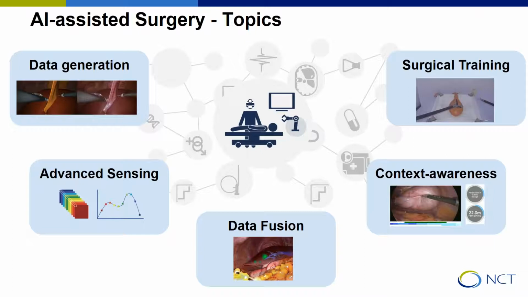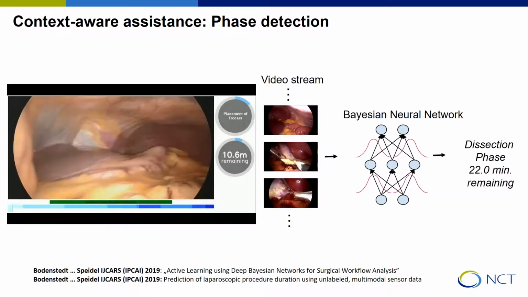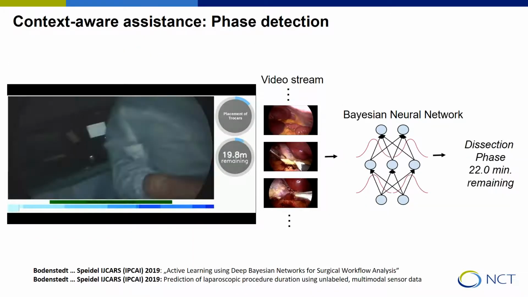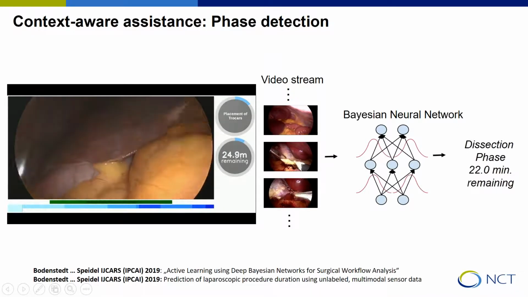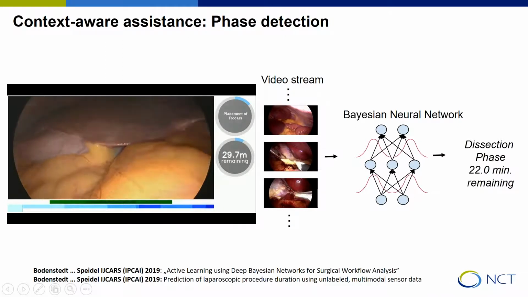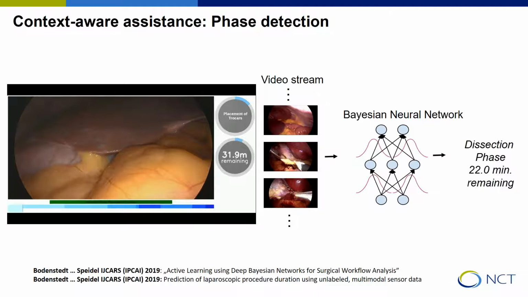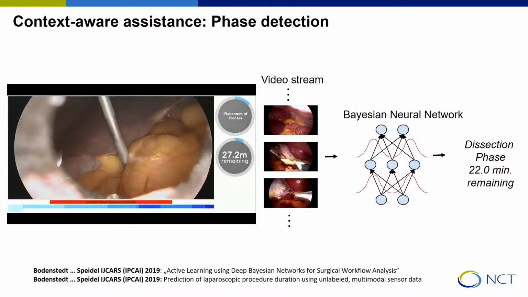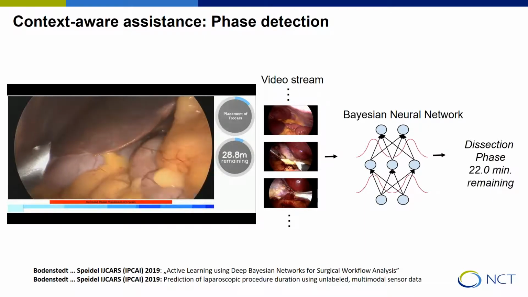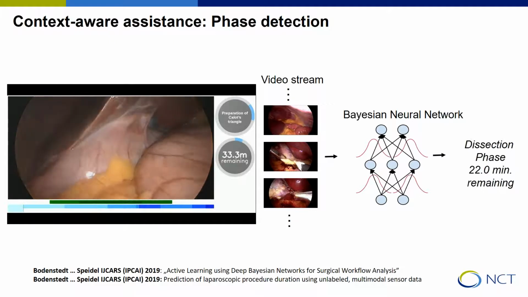So the next part I want to show you is context-aware assistance. As I said, our vision is to provide the right assistance at the right time. And therefore, we need to know in which phase the operation is. So you can see here an example where we analyze the video stream. We use a Bayesian neural network here to estimate the remaining time of the surgery. And therefore, we detect the phase.